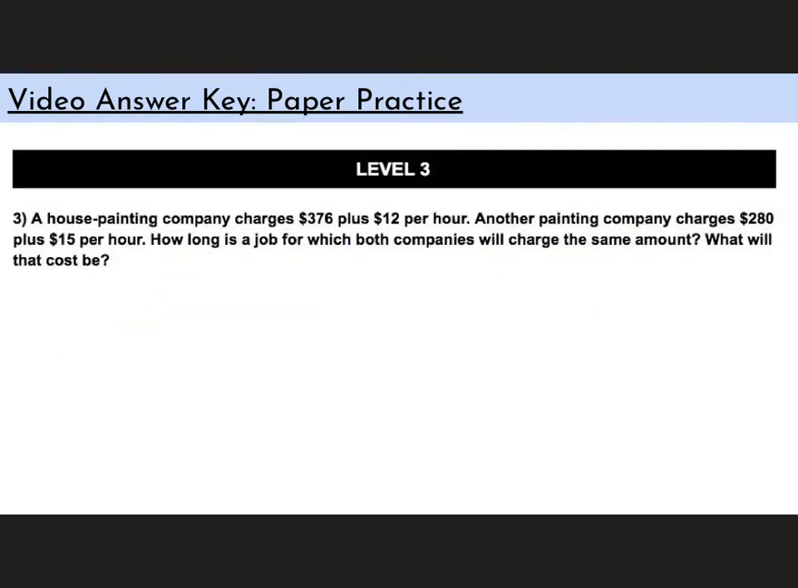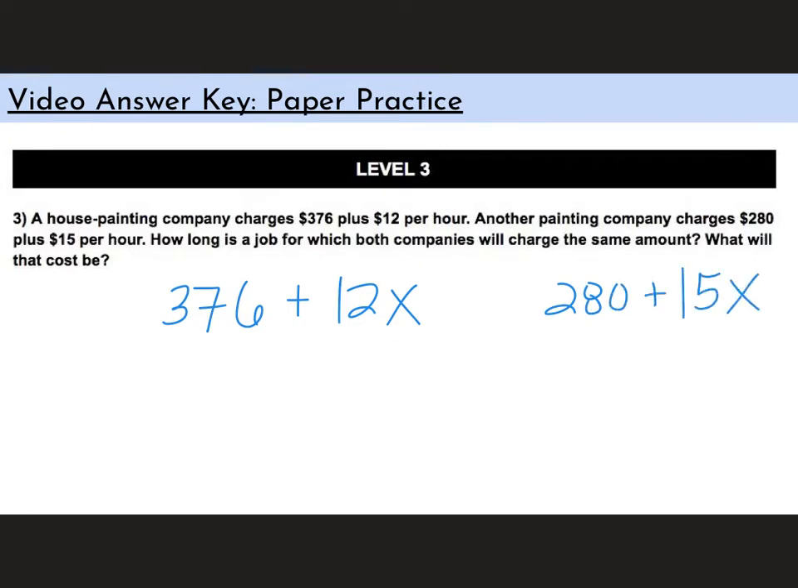Moving on to a word problem. We have a house painting company that charges $376 plus $12 per hour. Another company charges $280 plus $15 per hour. When will these companies have the same price?